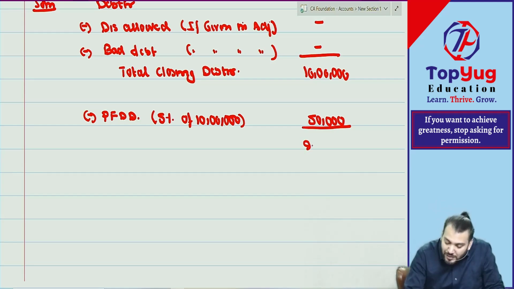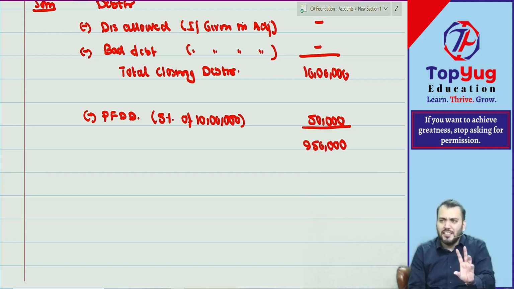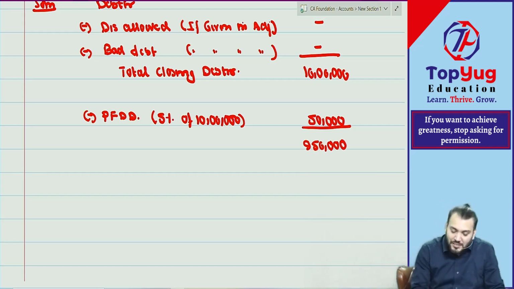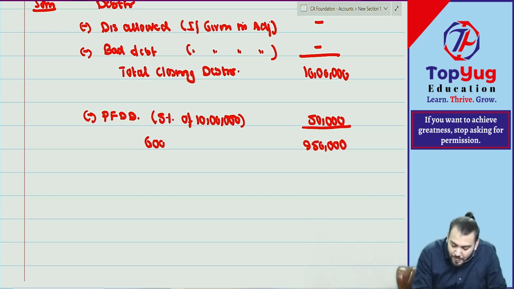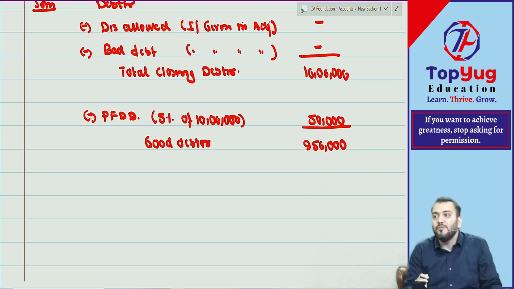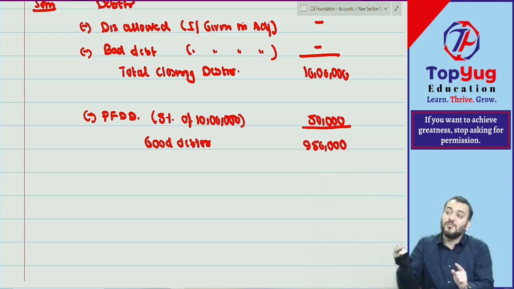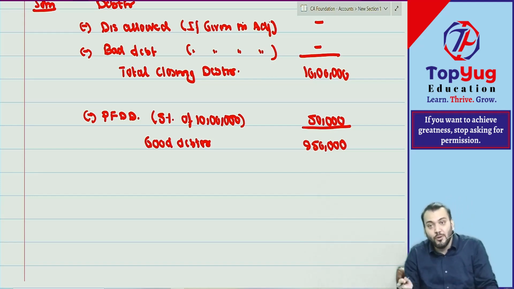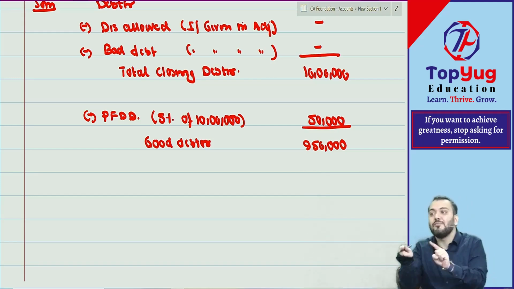Then the balance becomes what? 9 lakh 50,000. Can I say this becomes good debtor? Can I say the balance becomes good debtor now? Now you only say, discount will be allowed in future to doubtful debtor or good debtor. Therefore always first create what? Provision for doubtful debt. Then only create what?